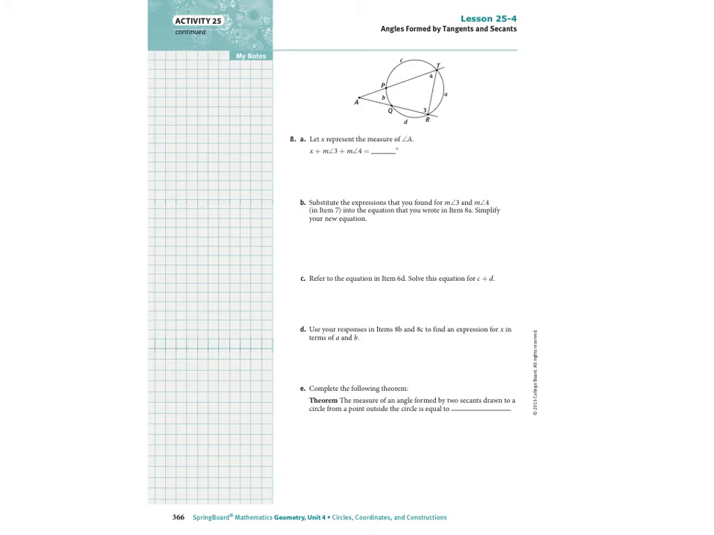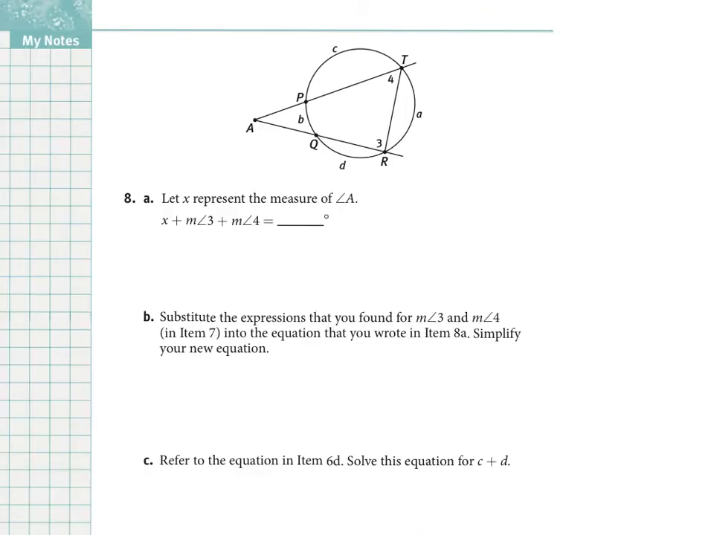Let's start looking at problem number 8. So we can see we're going to be using this visual above to work through number 8. So 8A says, let X represent the measure of angle A. We want to have X plus the measure of angle 3 plus the measure of angle 4, and we want to figure out what degrees that equals. So let's visualize and see what we're working with.